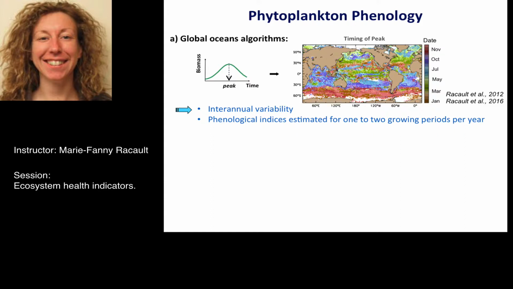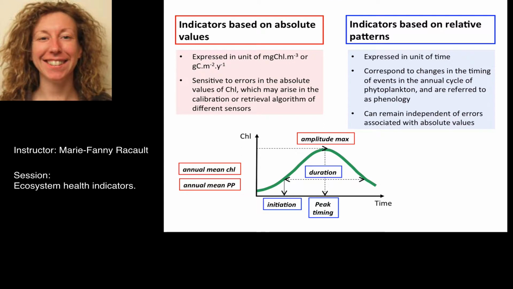And then we might look at indicators that are based on relative patterns to avoid the sensitivity to errors in the absolute values of chlorophyll. So this might be indicators looking at changes in timing of this seasonality. These indicators are expressed in units of time, for instance, number of weeks, months, a day. And so they will not be so much influenced by uncertainty in the actual absolute values of chlorophyll.